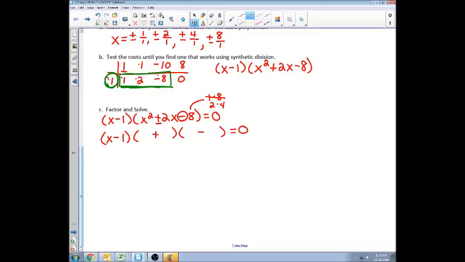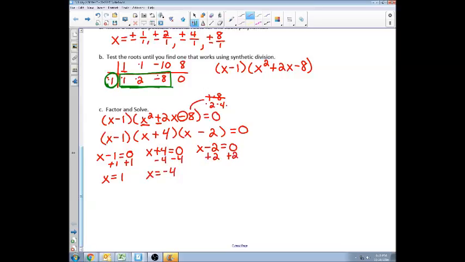I want to make sure that I have a positive 2. So would the 4 or the 2 end up being positive? It's going to be the 4. The 2 would be negative. I have x squared, so x goes in the first blank. I am fully factored now. So I'll take x minus 1 equals 0, x plus 4 equals 0, and x minus 2 equals 0. Add 1, x equals positive 1. Subtract 4, x equals negative 4. Add 2, x equals positive 2.